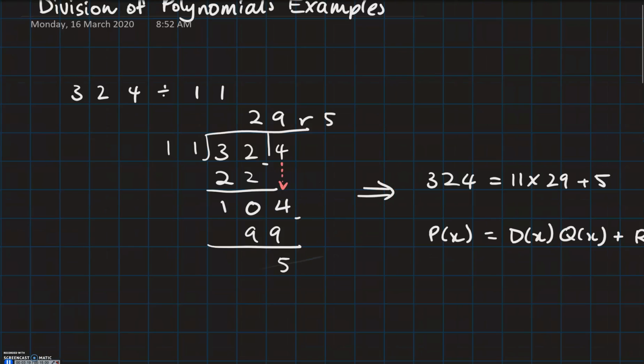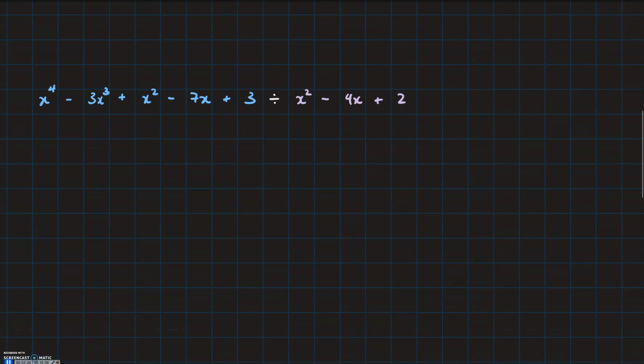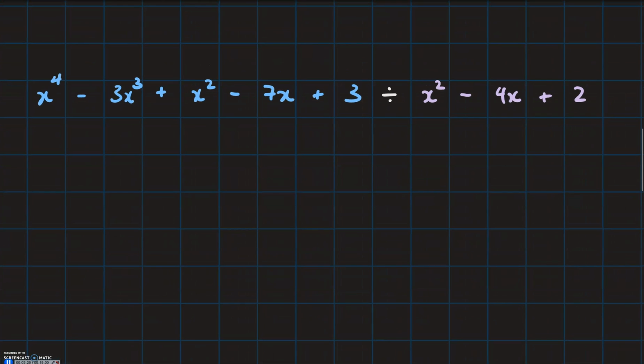So I'm going to have a go at 2 examples with you in this video. Let's have a look at this first one. What I have is x to the power 4 minus 3x cubed plus x squared minus 7x plus 3 in blue. Just a reminder, this is called the dividend. It's a polynomial that is being divided. And I'm dividing that by x squared minus 4x plus 2. That, if you remember, is your divisor, the polynomial that we are dividing by.